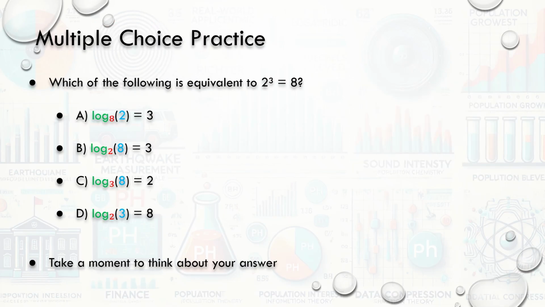Now let's do a quick knowledge check. Looking at the equation 2 to the 3 equals 8, which of these four options is the correct logarithmic equivalent? Take a second to think. If you choose B, you are correct. Pause it here, think why. Solve it in your journal or anywhere that you can look at later.